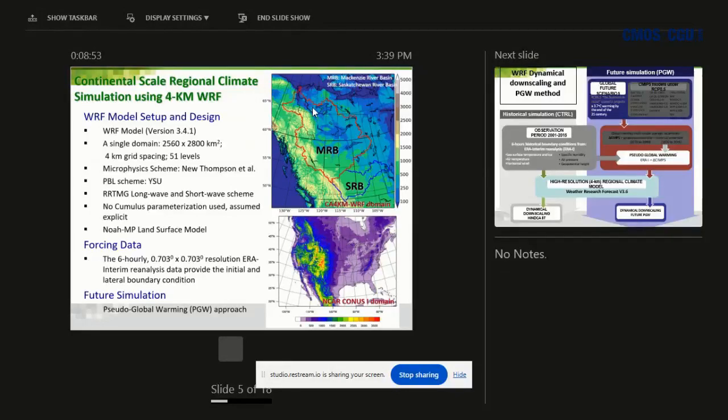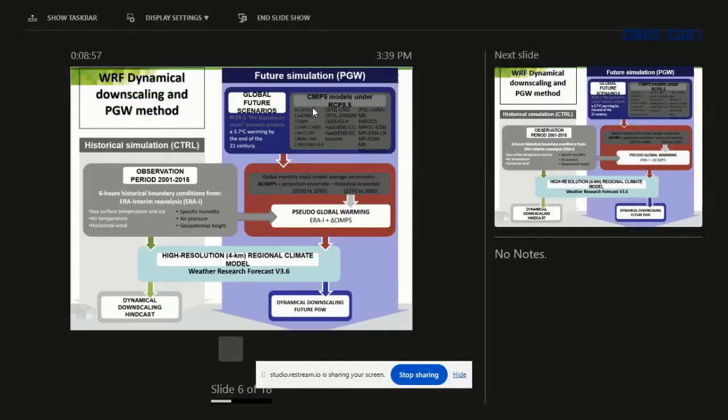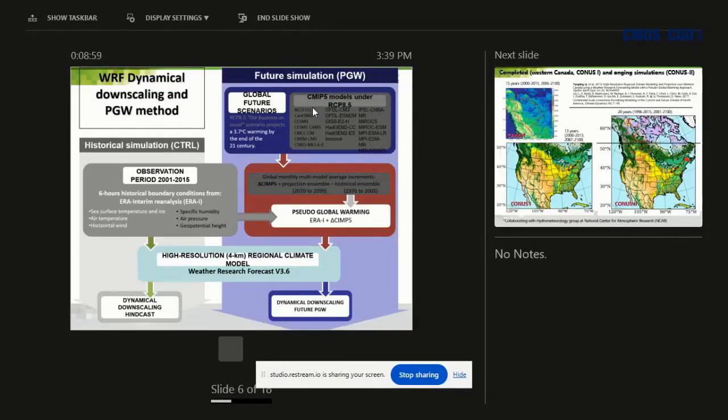And for the future climate simulation, we use a technique called pseudo global warming. Let me introduce a little bit of what pseudo global warming is. For a GCM, if we want to simulate the future, the end of the 21st century, we have to do a century-long continuous simulation. But the middle part may not be interesting. We want to see what the end of the century is going to be like.